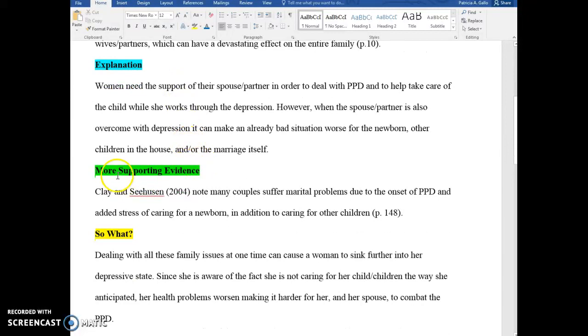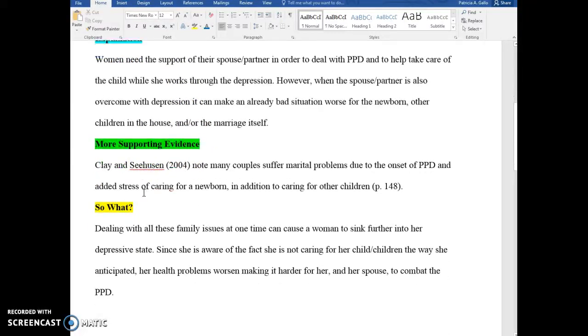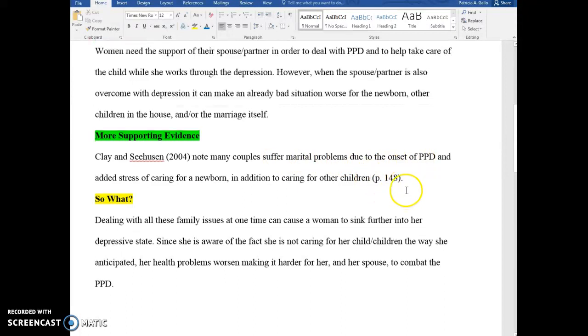She decided that she wanted some more supporting evidence from another source within the same paragraph. So she cites Clay and Sehusen from 2004, and she's noting that many couples suffer marital problems due to the onset of PPD. And again, she gives a page number.